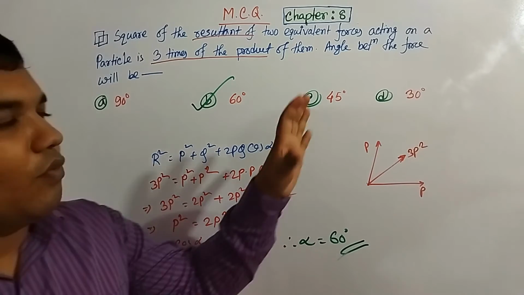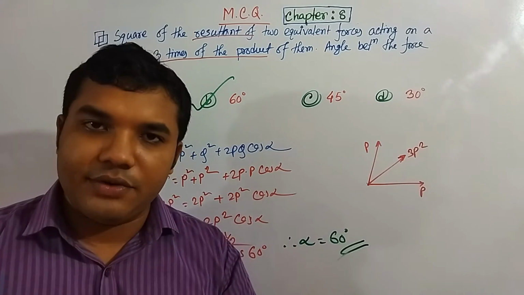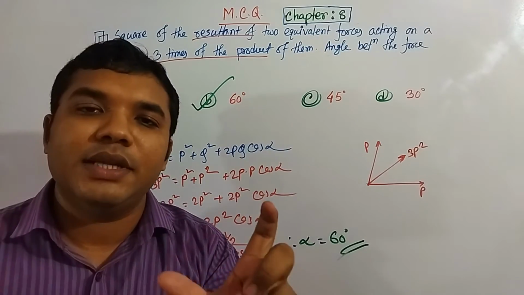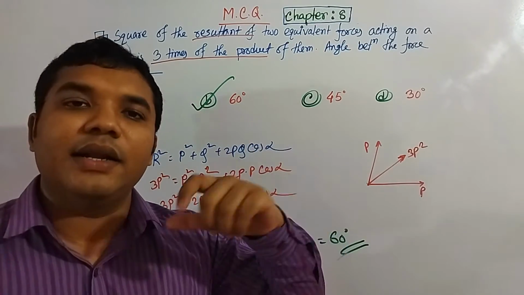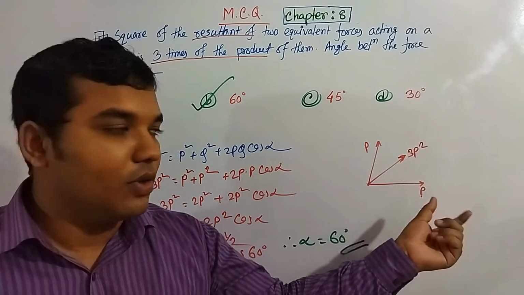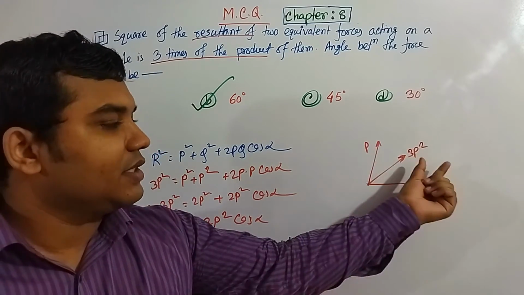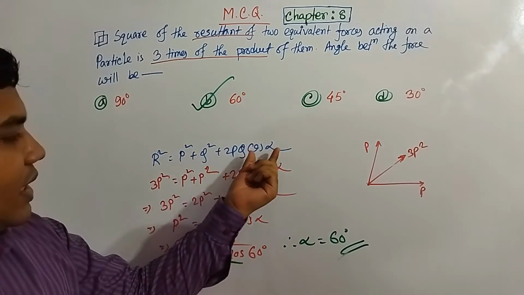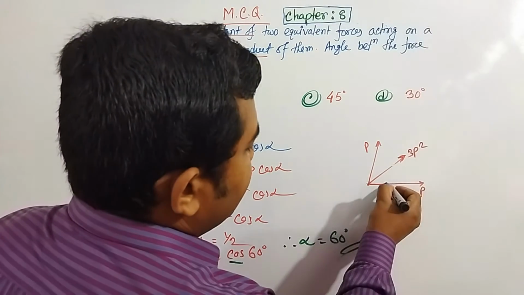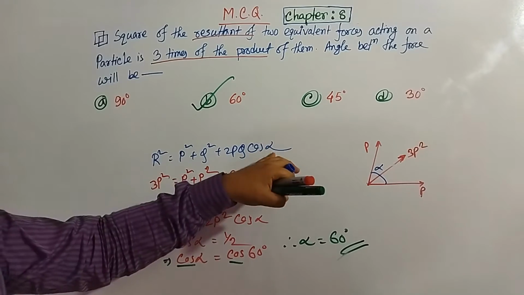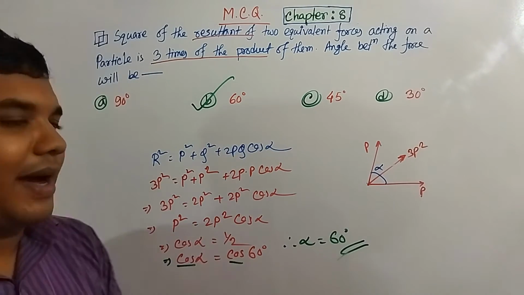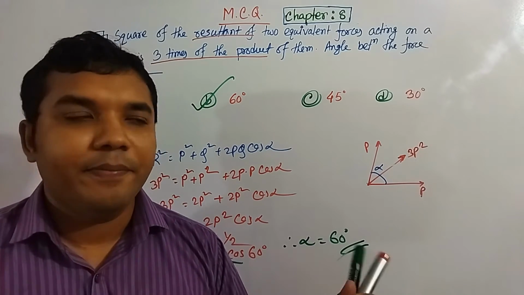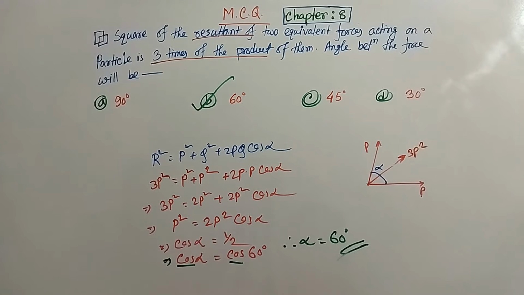First, we need to understand what the question was. It is given that the square of the resultant of two equivalent forces, that means equal forces. So these two are the equal forces, and the resultant square should be 3 times the product of them. So the product is P and P, which is P square, 3 times, that is 3P square. And now we need to find the angle between them. The angle between them is alpha, so we need to find the value of alpha, and we can find it this way. My dear students, this is a very important MCQ for any type of competitive exam. Okay, so our next MCQ will be seen now.